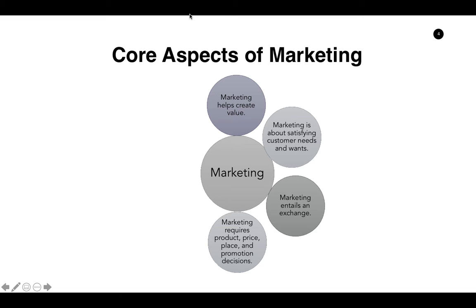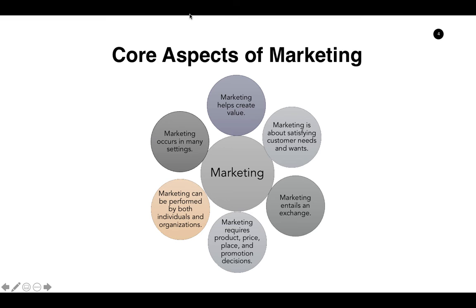Marketing requires product, price, place, and promotion decisions. And these are the 4 P's of marketing, which we'll get into later in this chapter. Marketing can be performed by both individuals and organizations. That means that you, as a person, can perform marketing as well. And marketing occurs in many different settings.